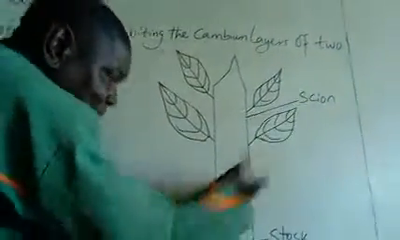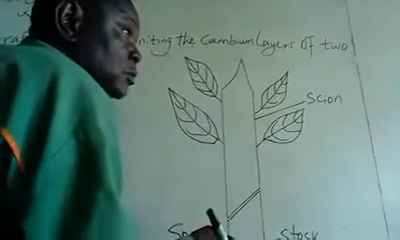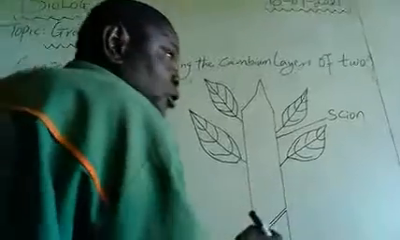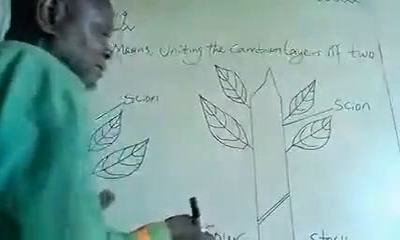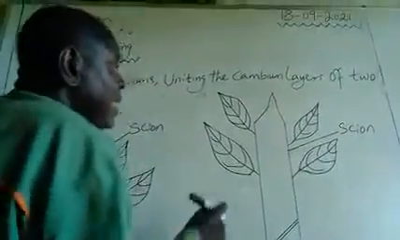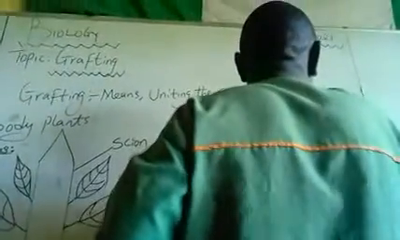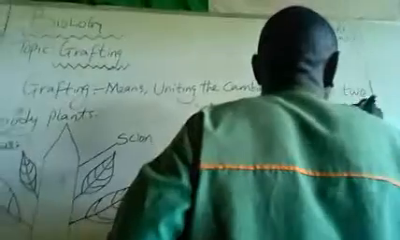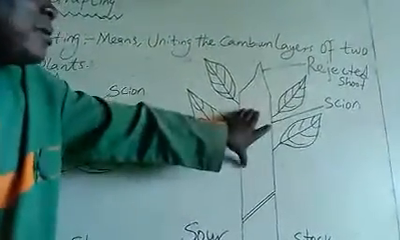Cut this sour orange also. Make a slant cut or a V-shaped cut, but I'm using a slant cut. Cut it in a slanting form. Cut it like this. Remove this shoot. This shoot is called rejected shoot. I'm going to remove it and throw it away.